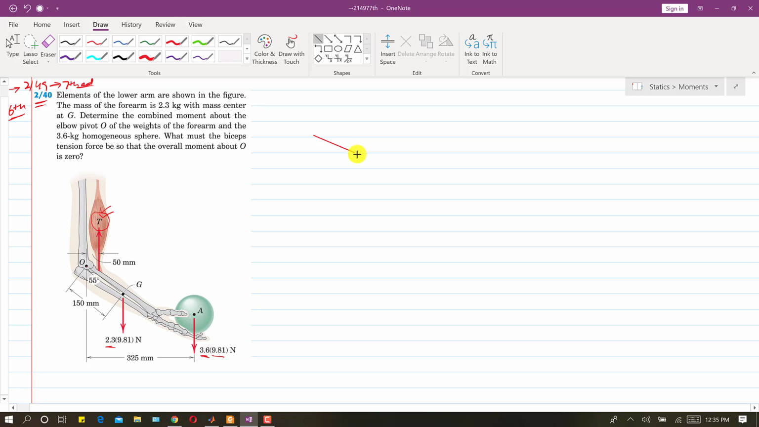So let's suppose this is that OG distance, so let me write that this is O and this is point G, right? And let's suppose this is A point. So at point G we have the forearm weight, acting downward. So this is 2.3 into 9.81, right?